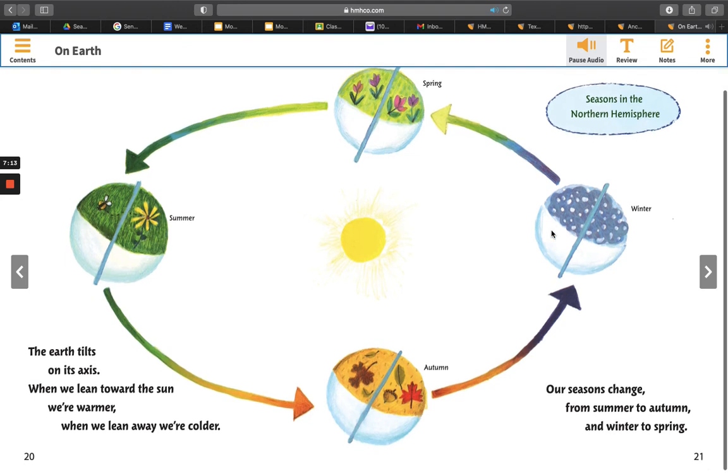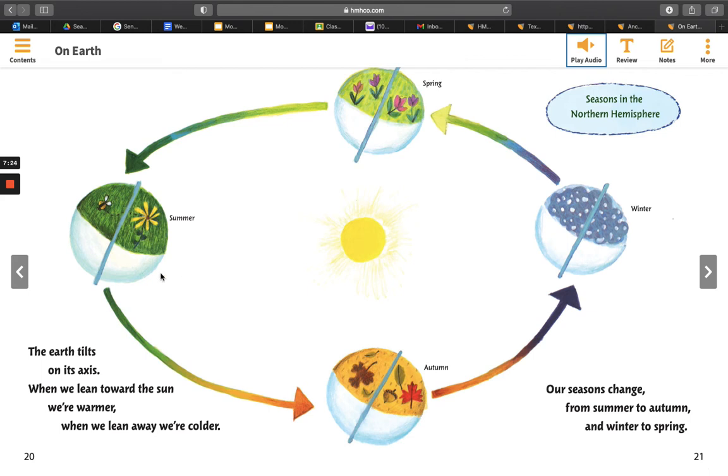The Earth tilts on its axis. When we lean toward the sun, we're warmer. When we lean away, we're colder. Okay, so I want you to think about that. I want you to think about your seasons, your winter, your spring, your summer, and your fall. If we are leaning towards the sun and we're warmer, what season do you think it is? Probably summer. And when we're leaning away from the sun and it's colder, what season do you think it is? It's winter.